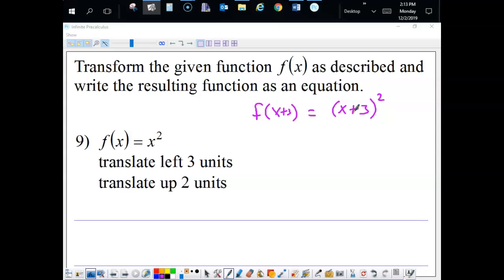All right. What about the translation up 2 units? What does that do? Plus 2. Plus 2, where at? Outside. Outside.